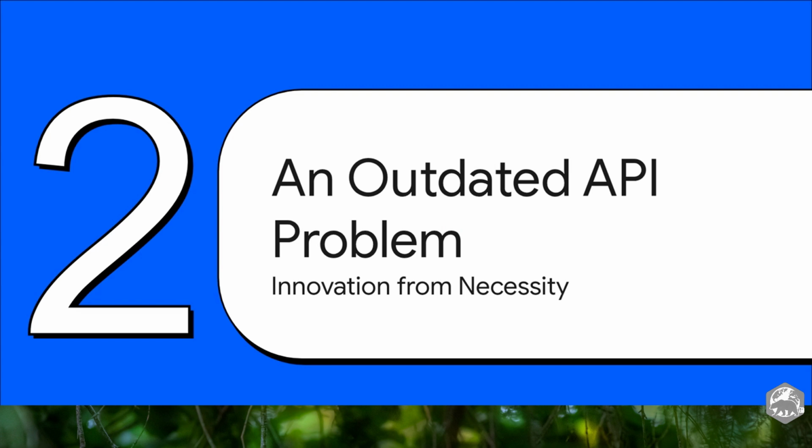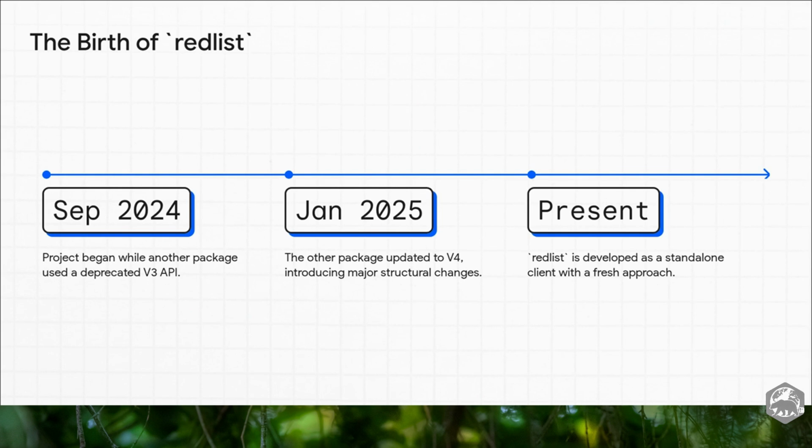So, a tool this cool doesn't just pop into existence, right? Nope. This one was actually born out of a very specific, kind of nerdy problem in the R world. It's a classic story of innovation happening because, well, it just had to. Let's walk through how this happened. Back in September 2024, the main R package that people were using, redlist, was still connected to an old API that was about to be shut down. So, fast forward to January 2025, that package gets a much-needed update to the new API, but it came with some pretty massive structural changes. And that moment, that little gap, was the opportunity.